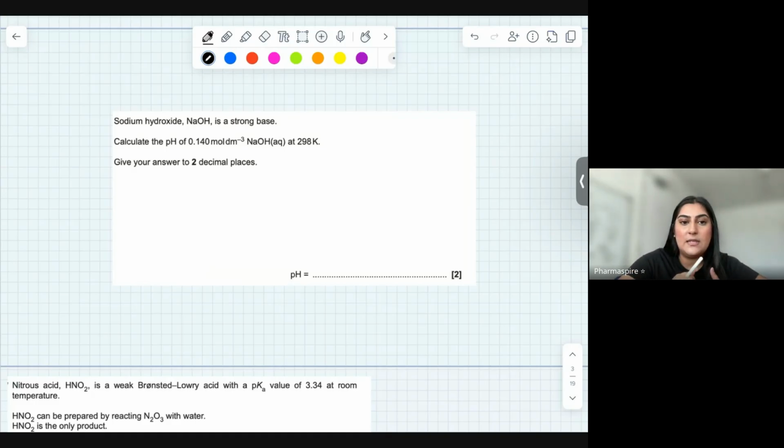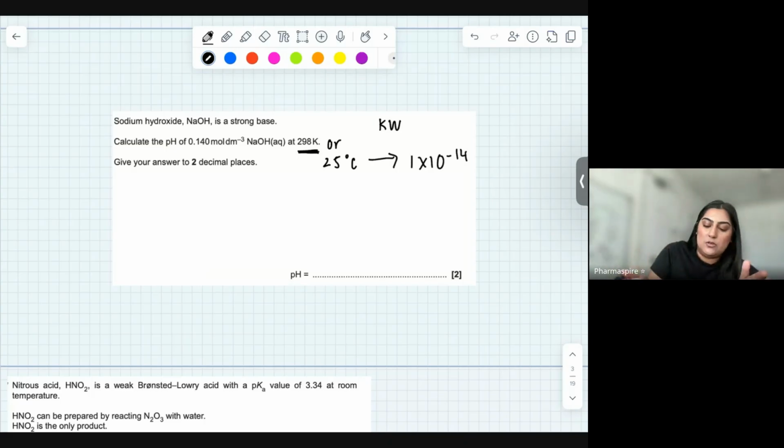Now, because it's a strong base, I think obviously Kw. Now, they will give you a temperature. Whenever you see something that is 298 Kelvin or 25 degrees, what can I presume about my Kw? Yeah, 1 times 10 to the power minus 14. That's what you need to see. So that's your little clue. Now that you've got everything you need to know, to find pH, we need to know H+. We know the concentration of our OH minus, and we know Kw. So I'm going to rearrange this formula so I can get H+.